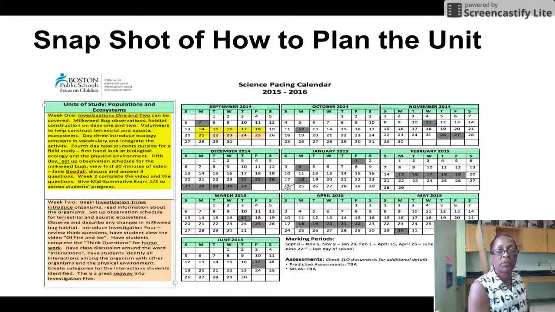This is it for the overview of the science and the Populations and Ecosystems unit. In my next segment, I will start to discuss the investigations and the lessons.